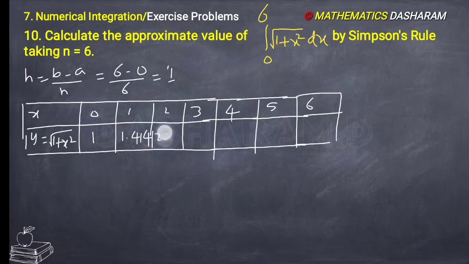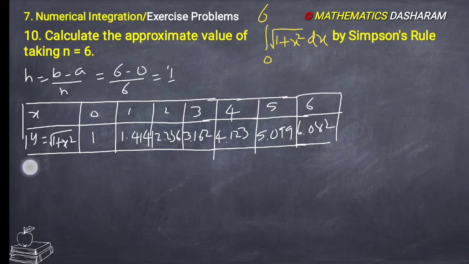So 2.236, next to 3.162, 4.123. Next to 5.099, next to 6.082. So then by using the Simpson rule, we have to find out the integration of the given function.